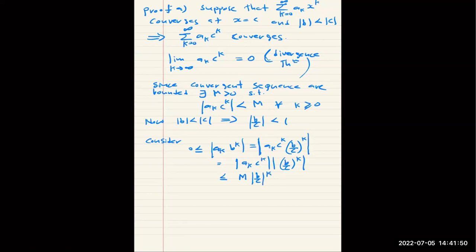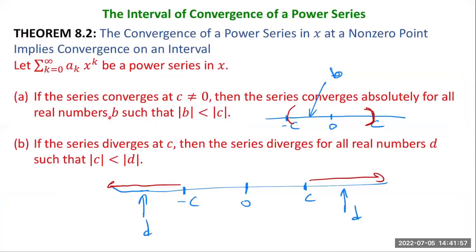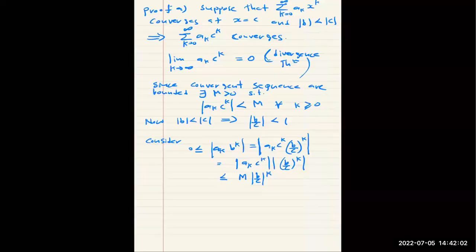Okay. Now I'm going to make an observation. Remember, what did I want to prove? I wanted to prove that my series converges absolutely at this point B. B is a point such that absolute value of B is less than absolute value of C. I want to show that my series converges at the point B, absolutely. That means I need to show that this series, if you put a sigma sign here, converges, right? All right.